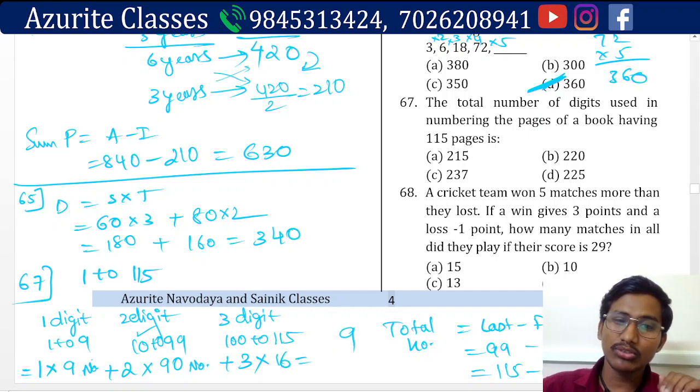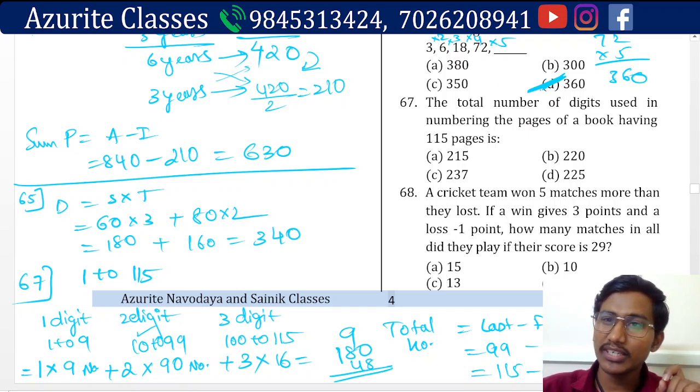So here 1 into 9 becomes 9, and then second one, 2 into 90 is how much? That is 180, right? So 180 for the second one, so plus 180 we have to do. And then 3 16s are 48. So if you add all of them, you will get 237 as the answer option.